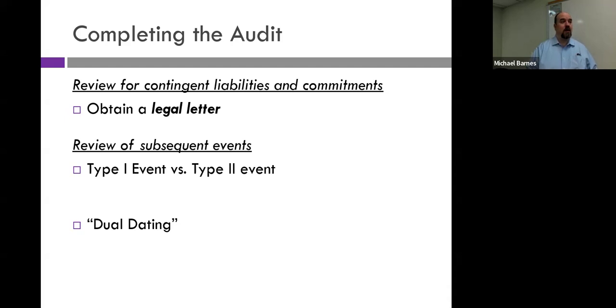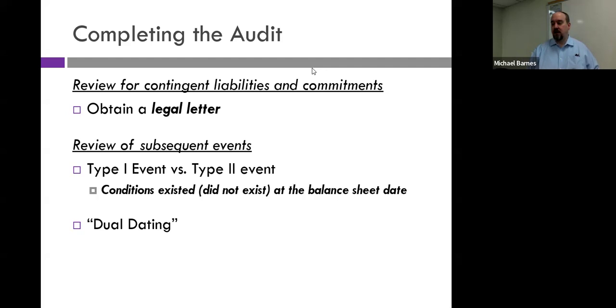Easy way to think about this: a type 1 subsequent event is a lawsuit. Conditions existed as of the balance sheet date. A type 2 subsequent event would be a natural disaster. Something that just came out of the blue. Now, that's not a limitation of subsequent events. Those are not the only types of subsequent events we have, but those are going to be an easy way to think about the different types. So conditions did or did not exist at the balance sheet date.